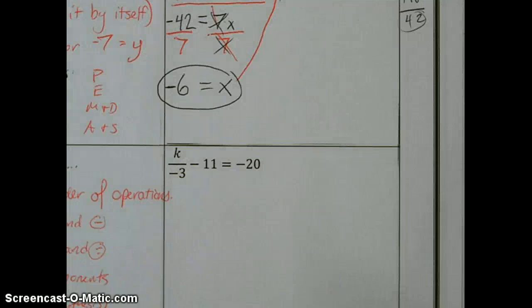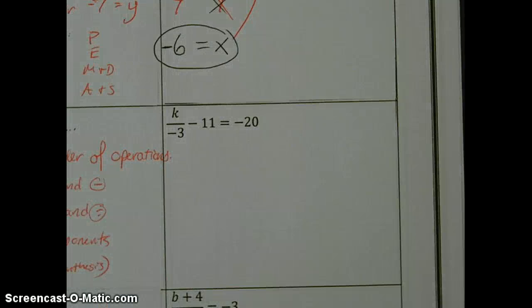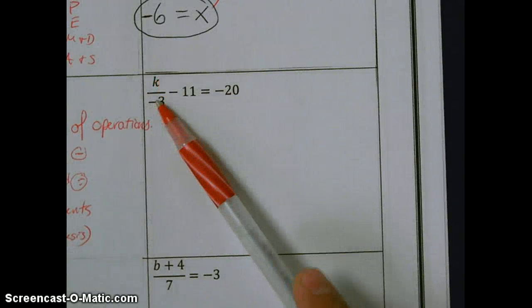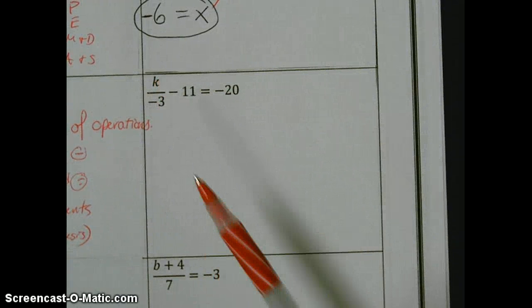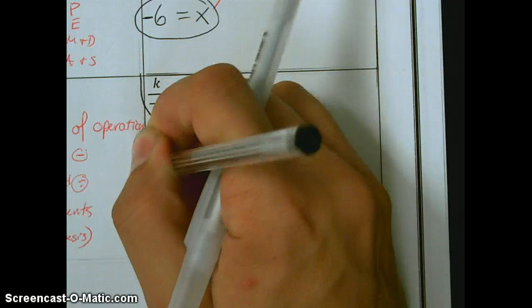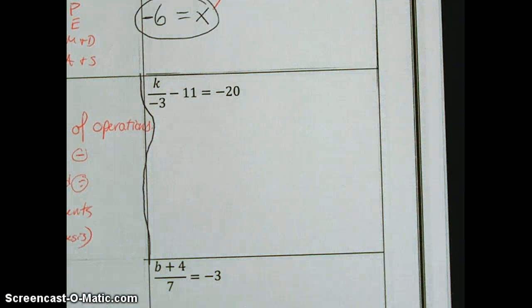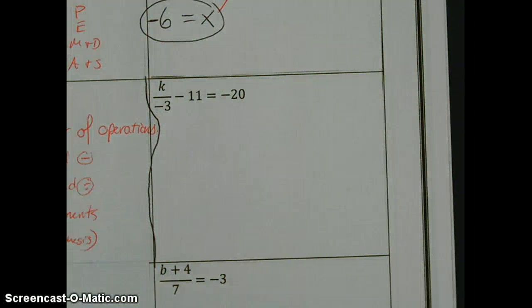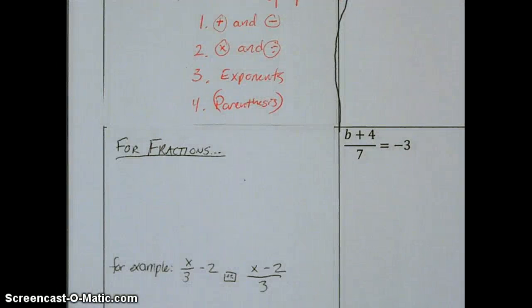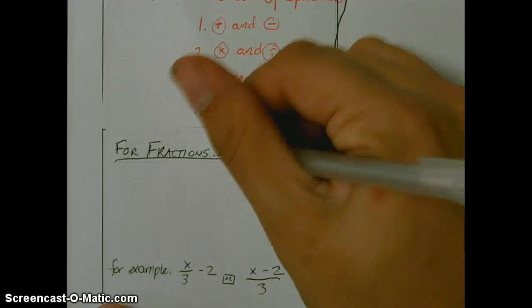Okay, now skip down to this one that has the fraction, right? We have k divided by negative 3 minus 11 equals negative 20. Really hard to do in your head. I'm not saying it can't be done, but really, really hard. First of all, this is bothering me. I'll put a boundary in there. Now, for fractions, here's what we have to do. This kind of fraction is pretty straightforward. But down here in the fractions part, we're going to put one thing first. For fractions, we're going to put in parentheses.